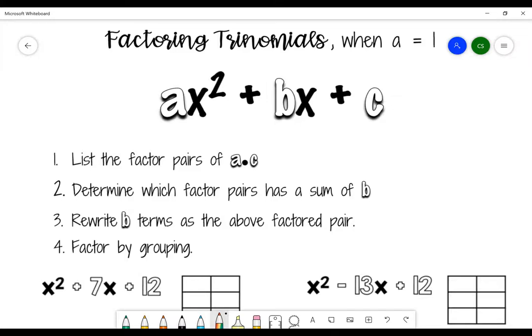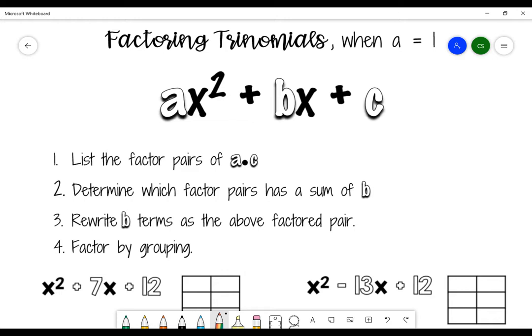All right, today we are factoring trinomials when a is equal to 1. So we have factored polynomials by finding the greatest common factor. We have factored a difference of squares, which I can only do when it's a binomial and both are perfect squares. And we have factored by grouping, which can only be used when I have a 4-term polynomial. Well, what about factoring trinomials in standard form?